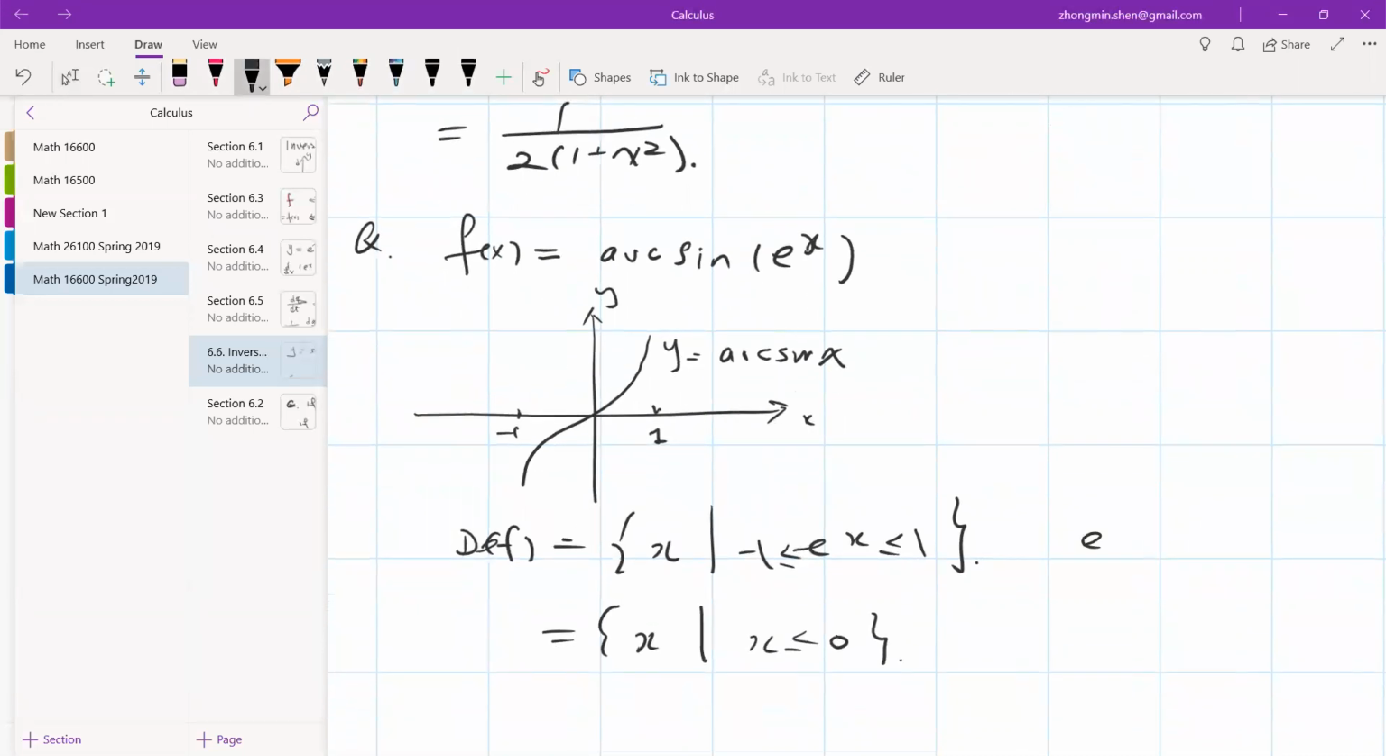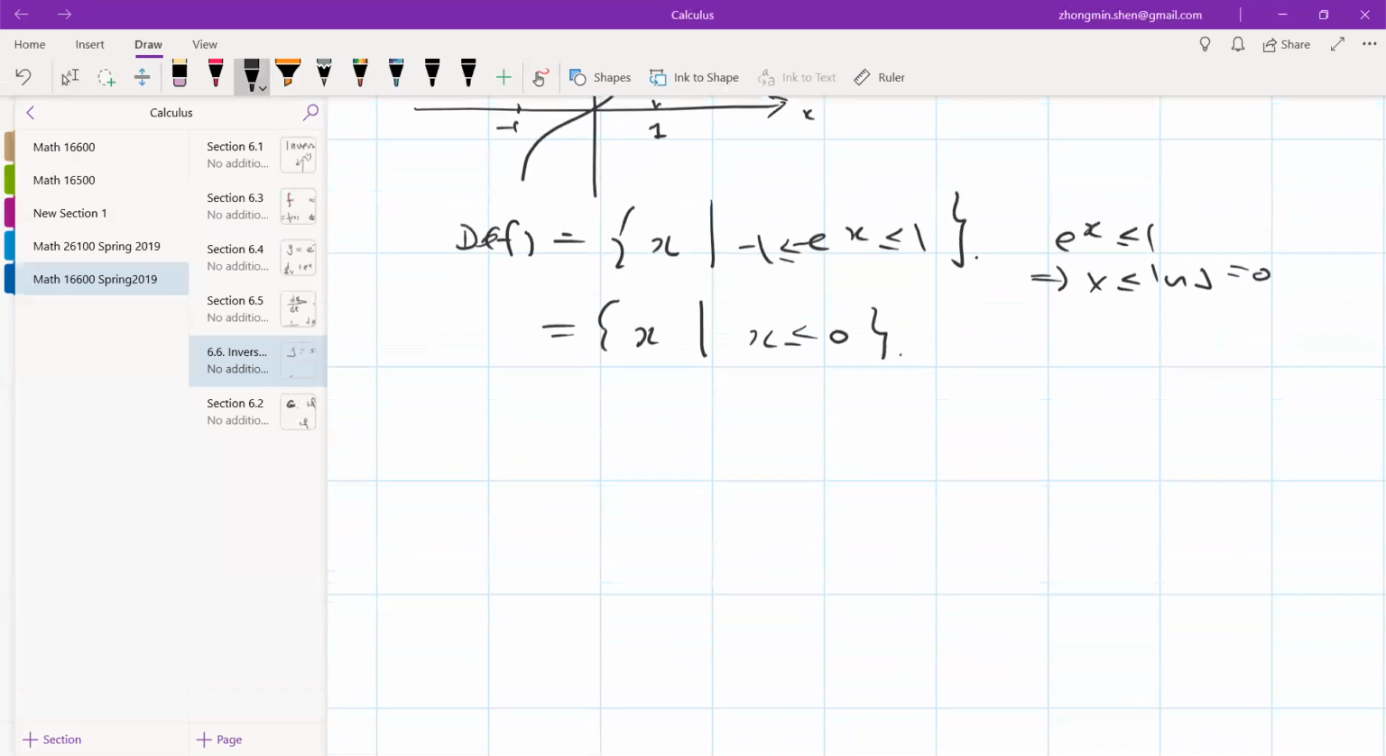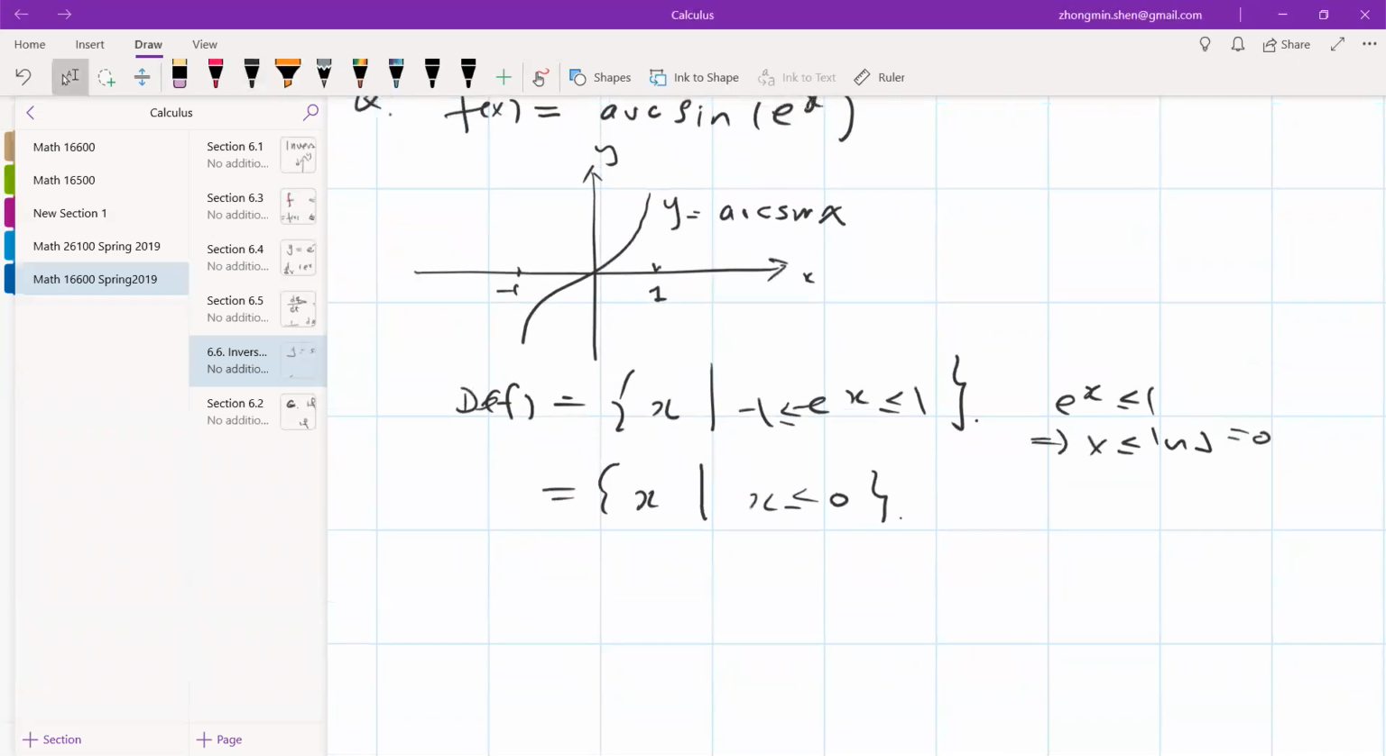e to the x less than or equal to 1 implies x less than or equal to the natural log of 1, which is 0. You can see that from the graph. All right, so that's the domain.